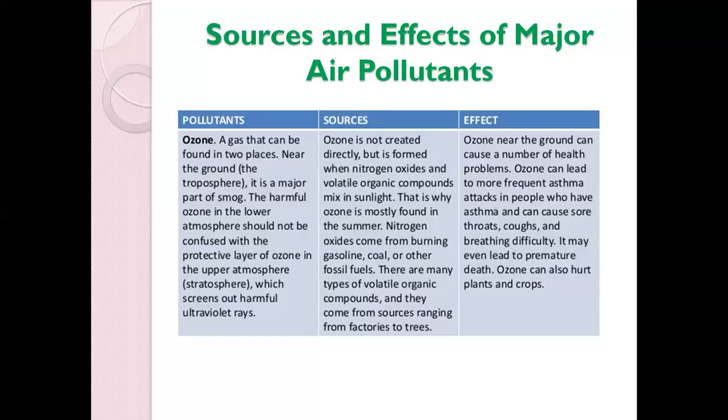This ozone gas can be found in two places. The one found at ground level is in the troposphere layer, and it is a major part of smog. The other type of ozone is found covering and protecting the earth from UV light. It acts as a protective layer in the upper atmosphere, the stratosphere. So these are the two areas where we usually find ozone gas: one in the lower atmosphere, and one in the upper.